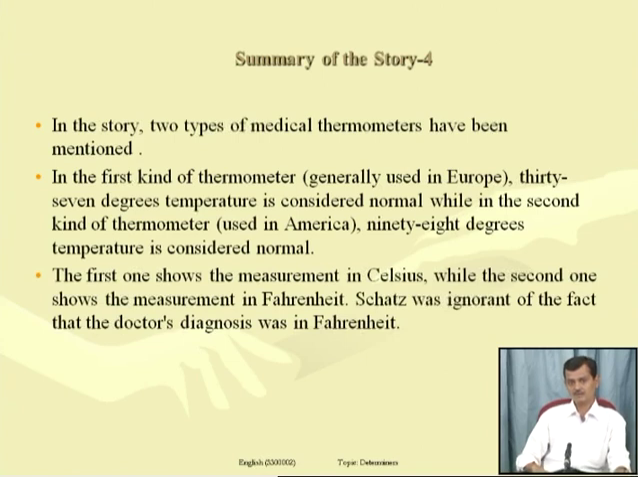Now, learning in detail about these two temperatures, the first kind of thermometer shows the measurement in Celsius, while the second one shows the measurement in Fahrenheit. Shaz was ignorant of the fact that the doctor's diagnosis was in Fahrenheit. He did not know this particular fact, and he thought that the doctor's diagnosis was in Celsius, and because of that he began to think that he was going to die, since he was having 102 degrees temperature, which was actually quite normal.